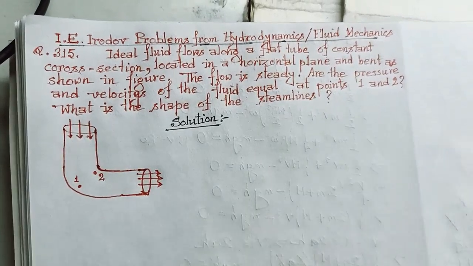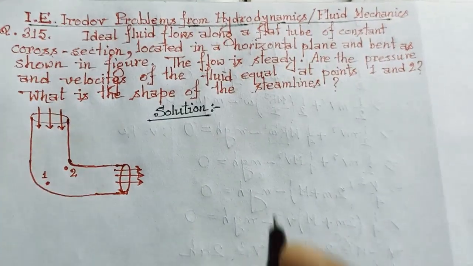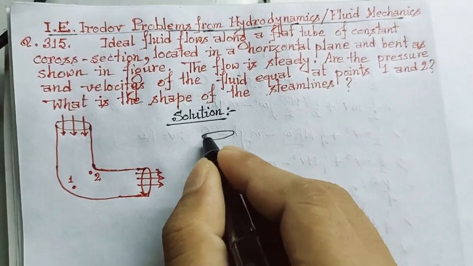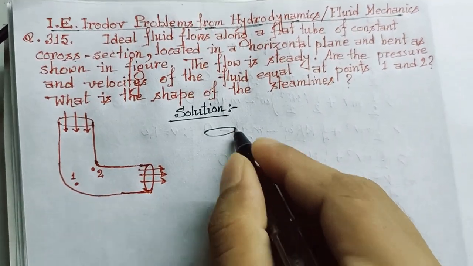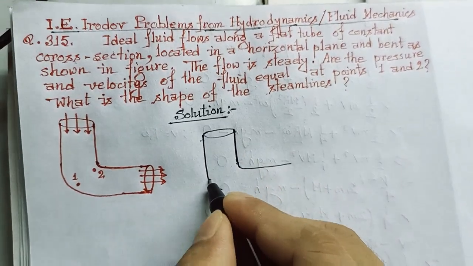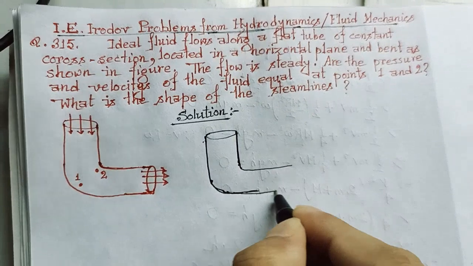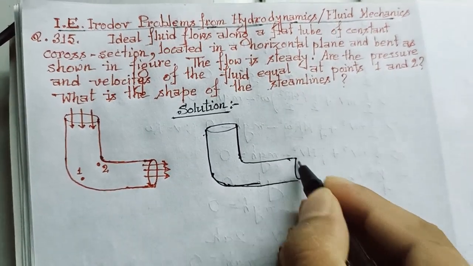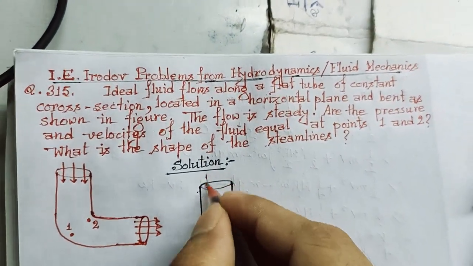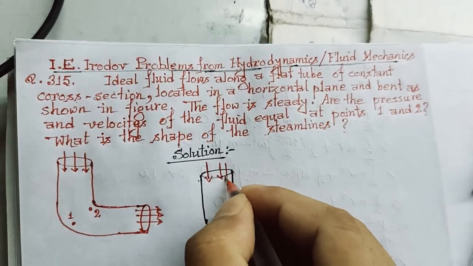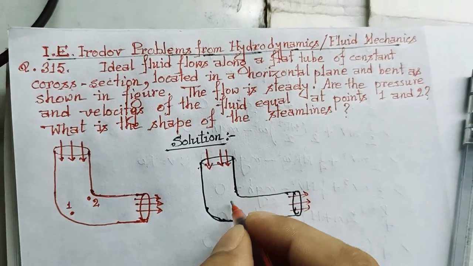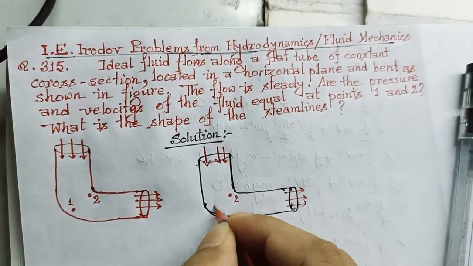What is the shape of the streamlines? So for solving this question, first we will draw the section of this pipe. Let this represent the section of pipe. Now this is the inlet section, meaning fluid is coming in, and this is the outlet section of the fluid. Now here it is given that there is a point 2 and there is point 1.